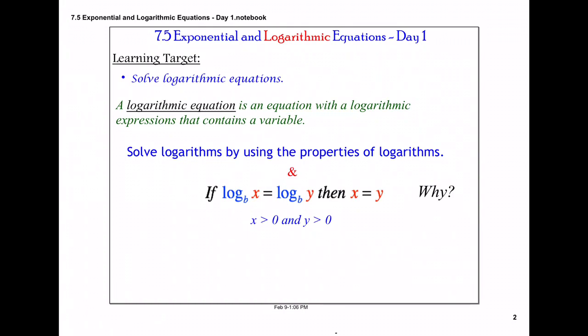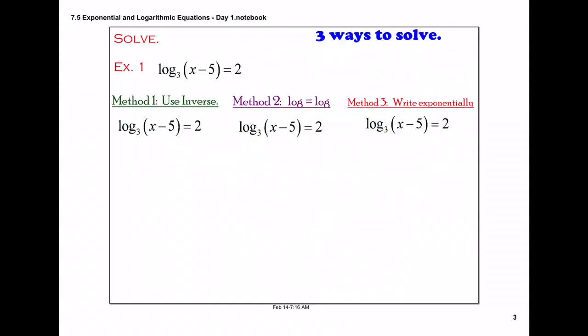If log with a base b of x is equal to log with a base b of y, then we can assume that x is equal to y. So if x is greater than 0 and y is greater than 0, they should be equal. But why does this work? So we have three different methods to solve logarithmic equations. So in example 1, we have log with a base of 3 of x minus 5 is equal to 2.